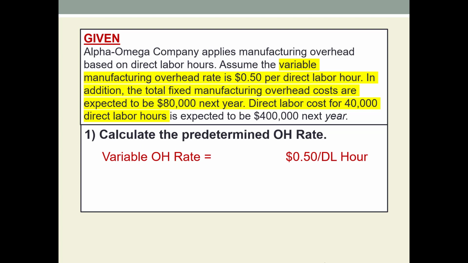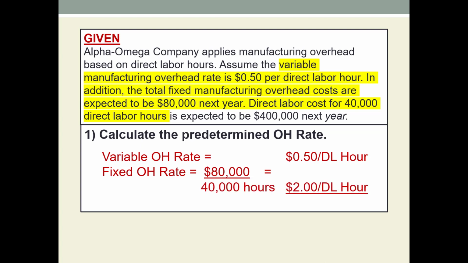We have the variable overhead rate is 50 cents per direct labor hour, and we'll need to calculate the fixed overhead rate. Fixed overhead costs are expected to be $80,000. We're told that they apply overhead based on labor hours, so we'll divide by 40,000 labor hours. Notice that we know that 400,000 labor dollars are expected, but the company does not apply overhead based on labor dollars. They apply based on labor hours. The total manufacturing overhead rate is $2.50 per direct labor hour.